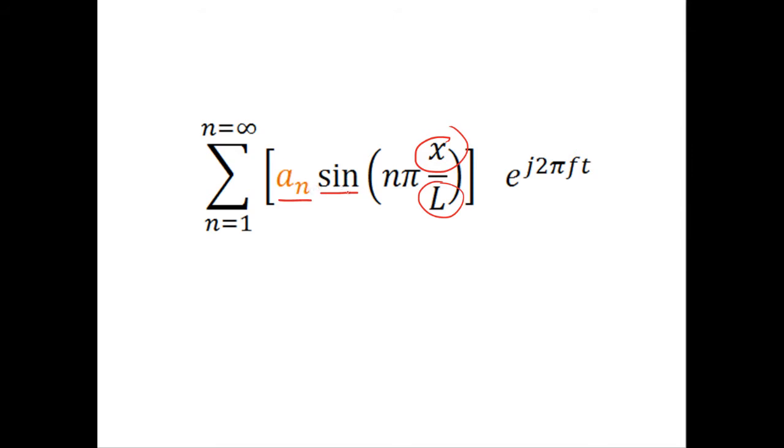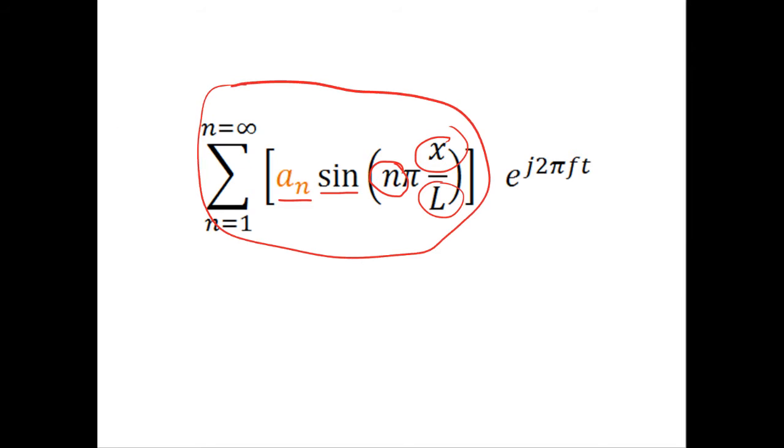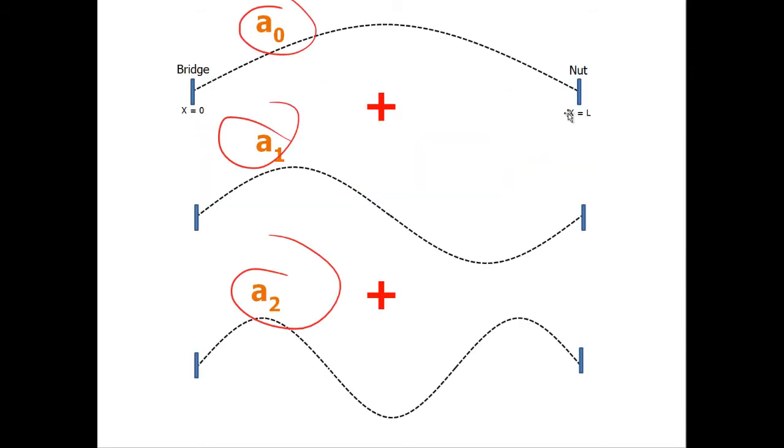We have these sine waves. These are indices for our harmonics, and we just sum them up. Now, this whole term here is just a mathy way of writing the sum of these shapes.